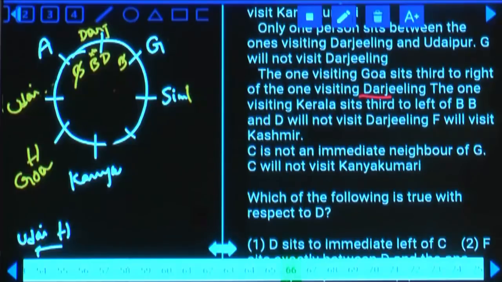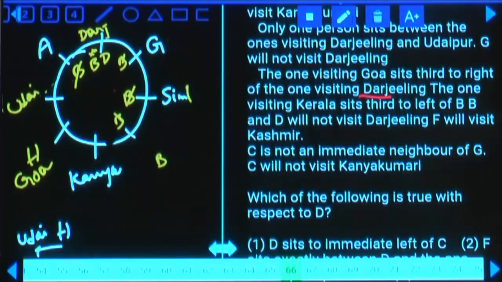Now if B is here, then Kerala sits south to the left of B, hence Goa and Kerala must be in the same place, which is not possible. Hence B cannot be here. Are you following this one or not? And B cannot be here. Can B be here? If B is here, 1, 2, 3, and Kerala and Udaipur must be in the same place, hence B cannot be here as well.